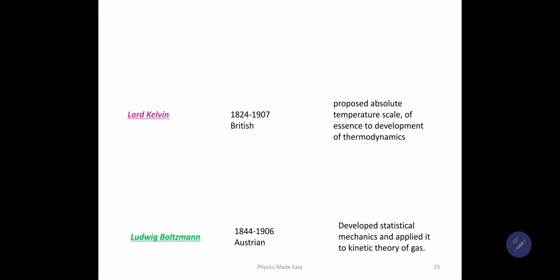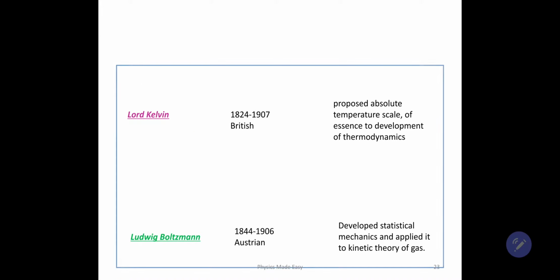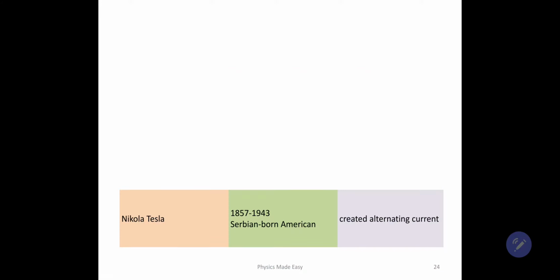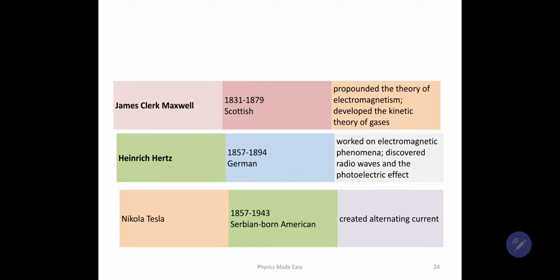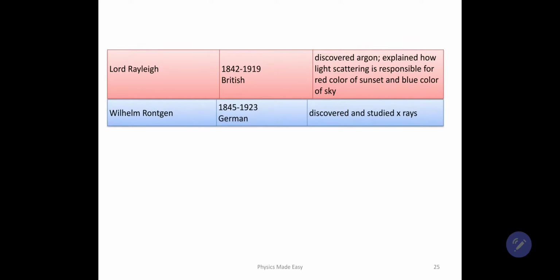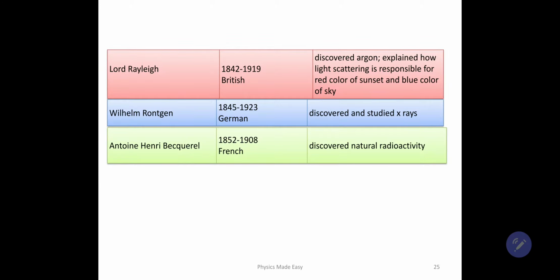William E. Weber, Lord Kelvin, Boltzmann, Kirchhoff, Nikola Tesla, who created alternating current or AC current, James Clerk Maxwell, the theory of electromagnetism, and developed kinetic theory of gases. Then Heinrich Hertz, Lord Rayleigh. In 10th class we learned about scattering of light, that is Rayleigh scattering. We learned more. Then Wilhelm Röntgen, who found X-ray.